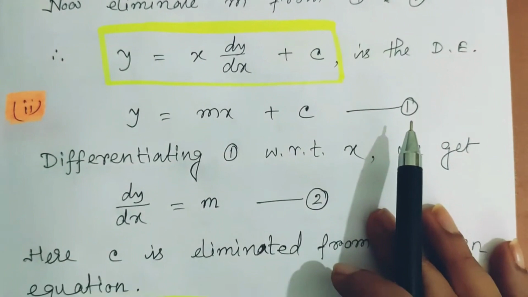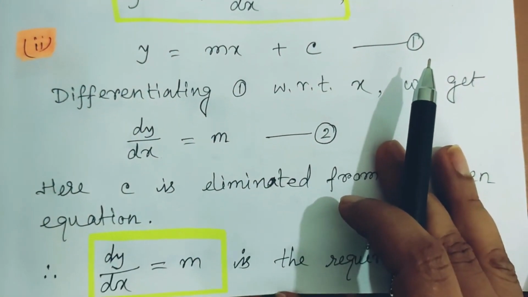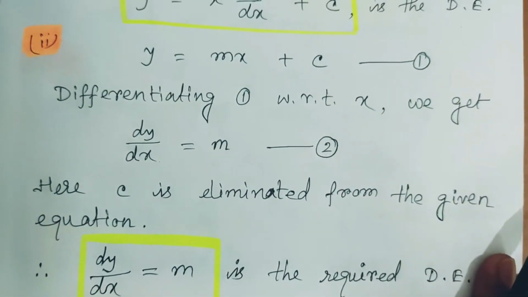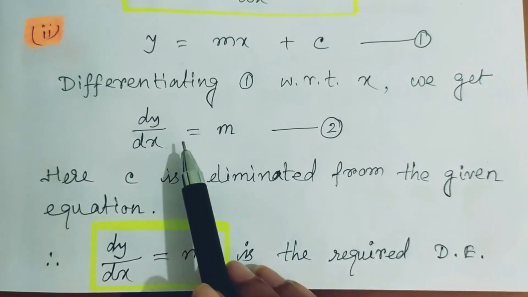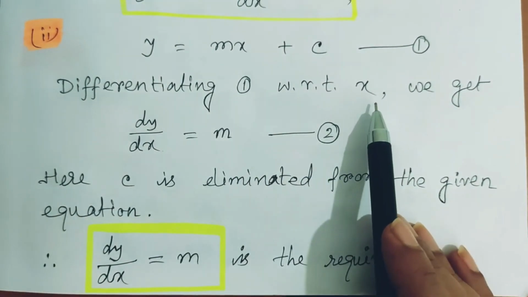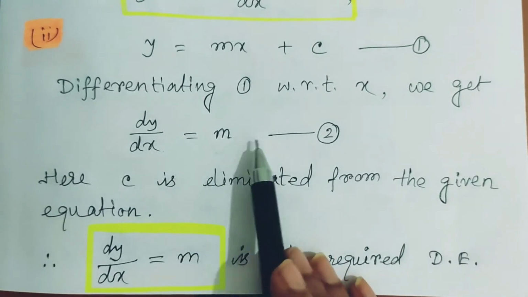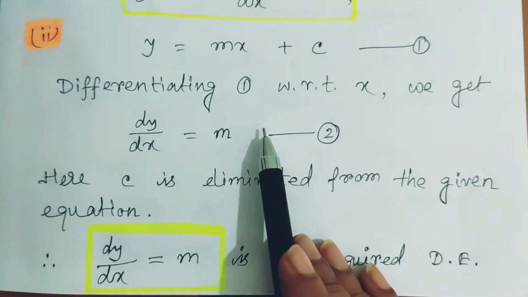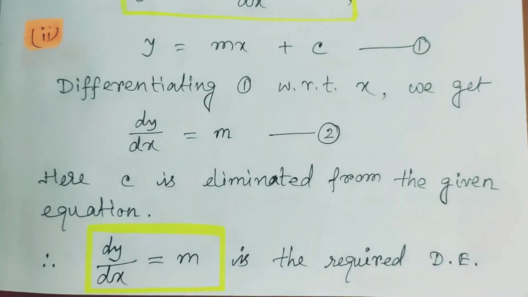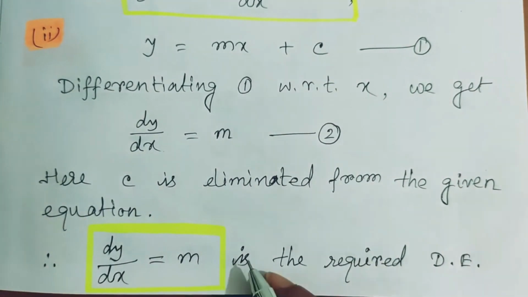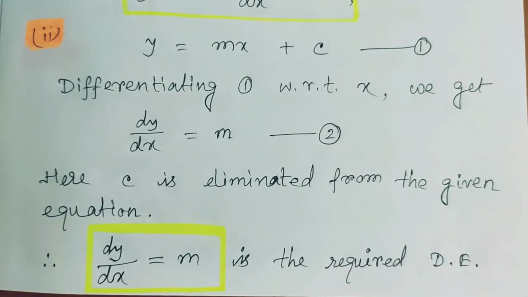Now the second case, that means when c is the arbitrary constant. If c is the arbitrary constant, then what to do? We simply again take the derivative with respect to x, and after the derivative we shall find dy by dx is equal to m. Just look, it is independent of c, that means c is already eliminated over here, so we can say dy by dx is equal to m itself is the required differential equation.